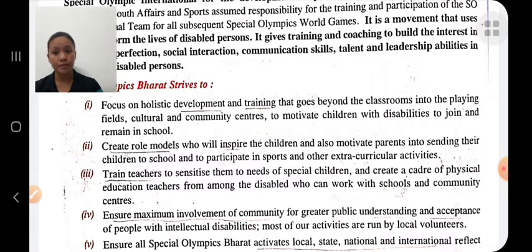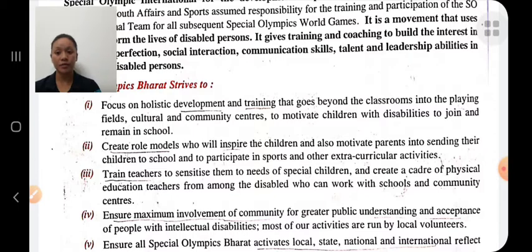Create role models. Special Olympics Bharat creates role models so that it inspires and motivates these divyang persons as well as their parents, so that they can send their children to school and allow them to participate in games and sports. They create role models so that other people also get motivated by seeing them.